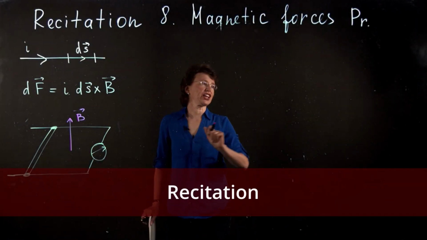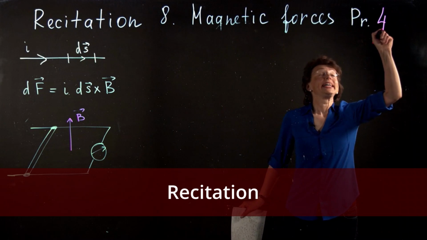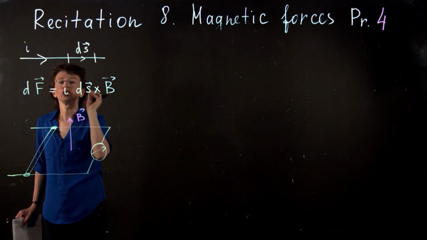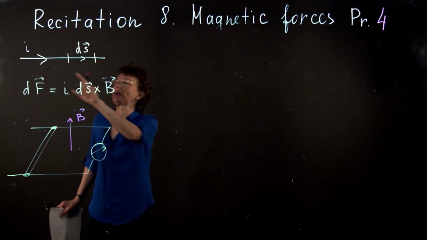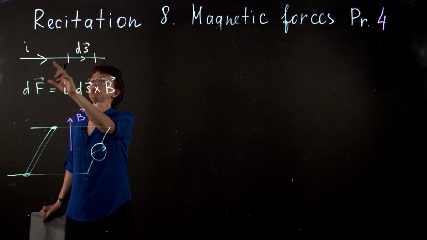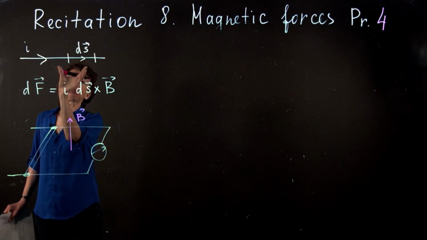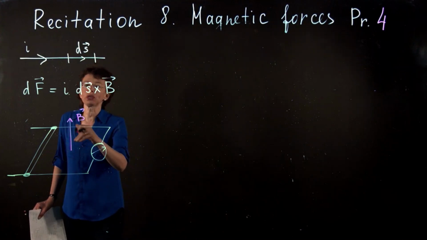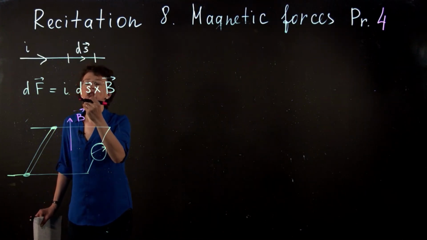This is recitation 8, problem 4. Now we will consider a wire with current I, not just a single particle, but a wire with current I. And if we place this wire in a magnetic field, then there will be force exerted on this wire.